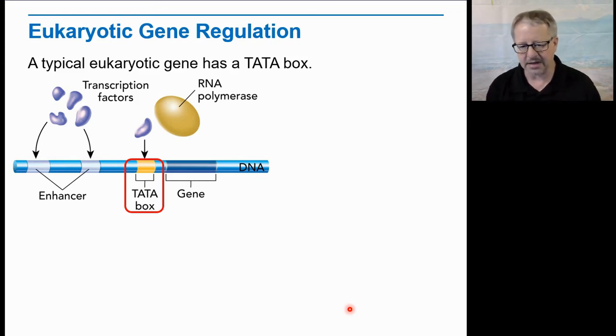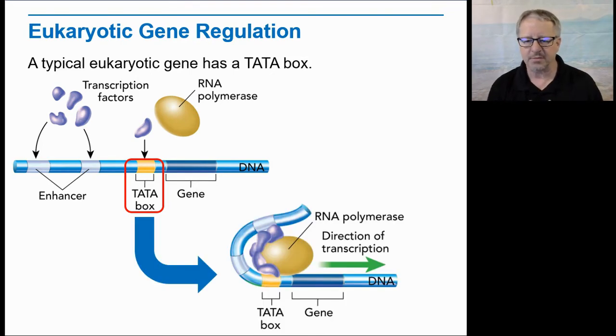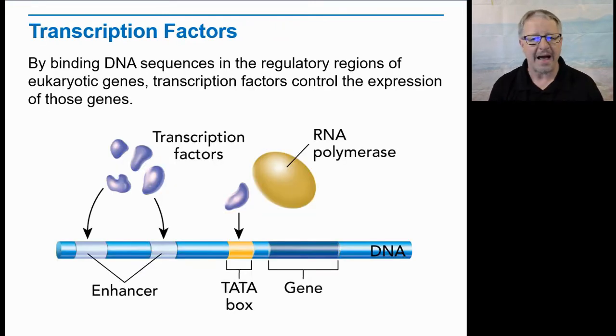The TATA box binds a protein that helps position the RNA polymerase by marking a point just before the beginning of a gene. So, getting transcription started, which is shown in this illustration, is just one way that eukaryotic genes can be regulated. They can also be regulated by transcription repression. So, how are genes regulated in eukaryotic cells? Well, by binding the DNA sequences in the regulatory regions of eukaryotic genes, transcription factors are able to control the expression of those genes.